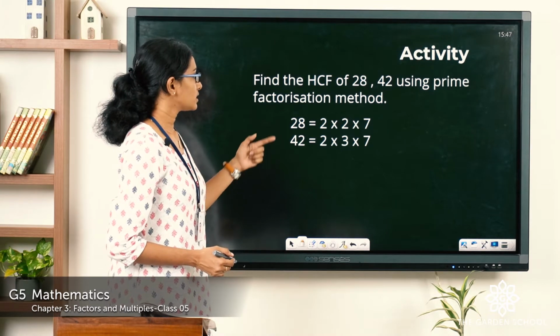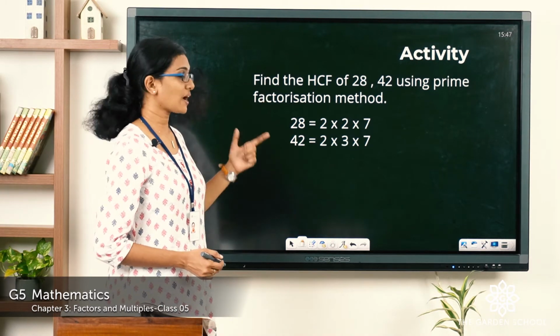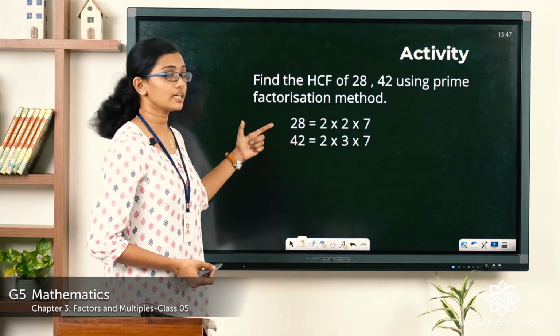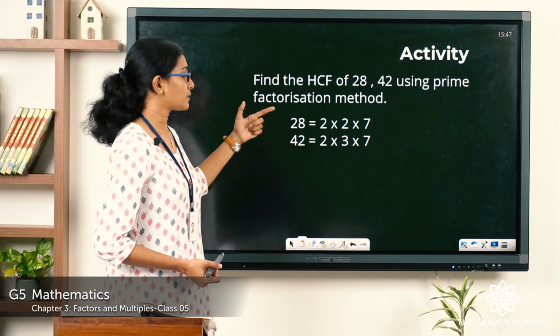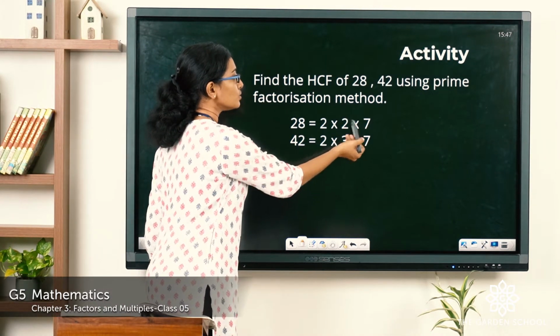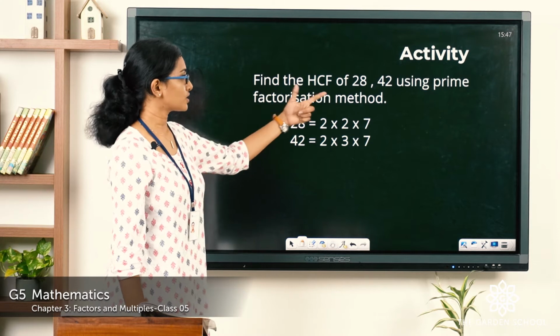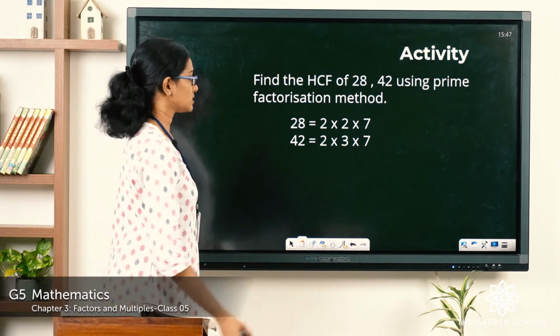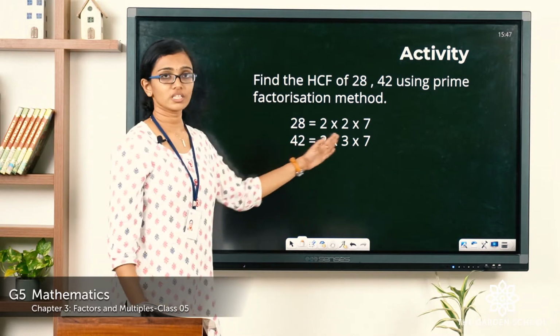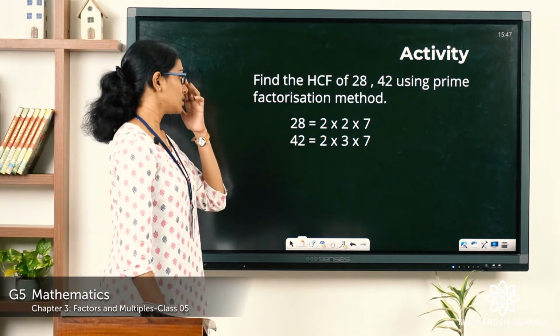Now for this question, what do you have to do? First we have to find out the prime factors for the given numbers. So 28 can be factorized with prime factorization as 28 is equal to 2 into 2 into 7. What about 42? 42 can be written as 42 equal to 2 into 3 into 7. All these factors are prime factors. Now what do we do?